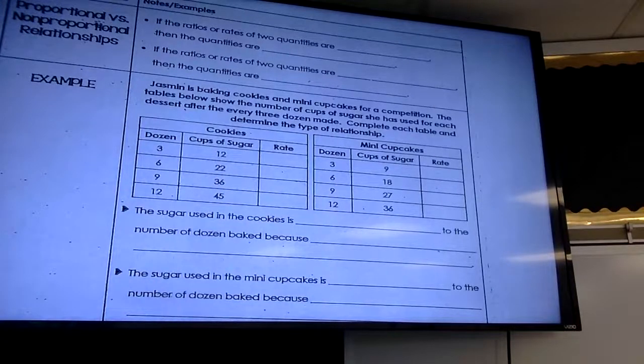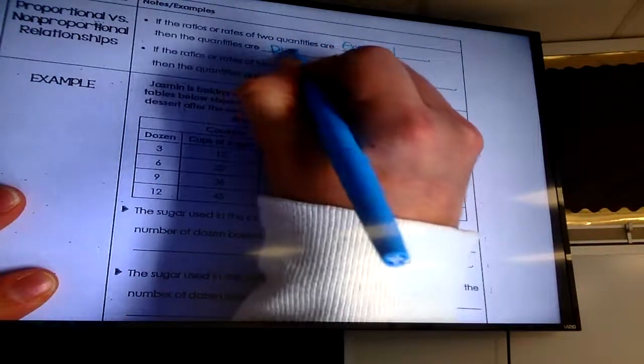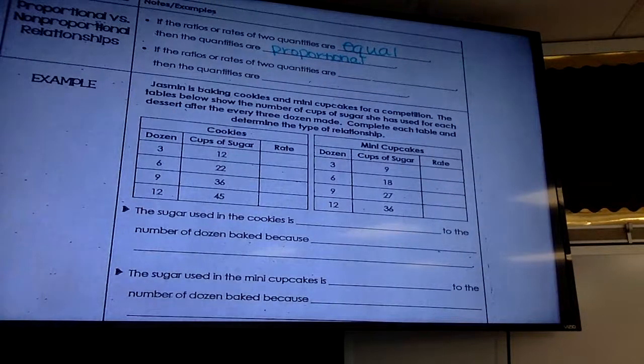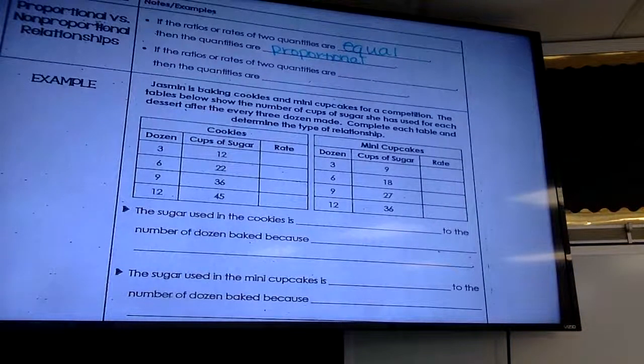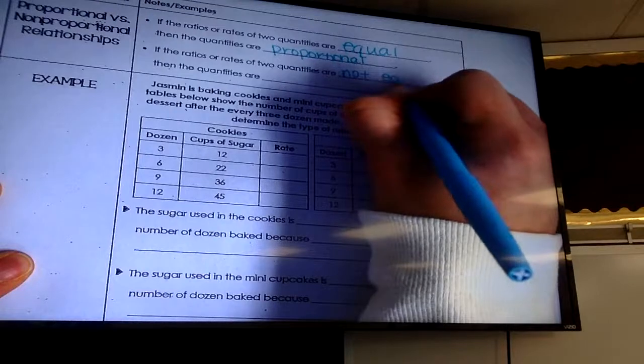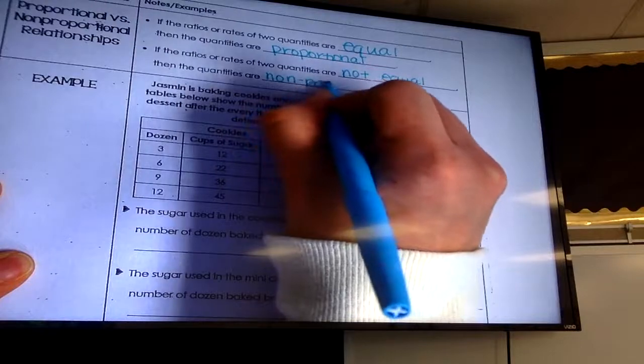First of all, we have to decide if things are proportional or non-proportional. In order to do that, it says if the ratios or rates of two quantities are equal, then the quantities are proportional. It means it's going up at the same pace every time. If the ratios or rates of two quantities are not equal, then those quantities are what we call non-proportional.